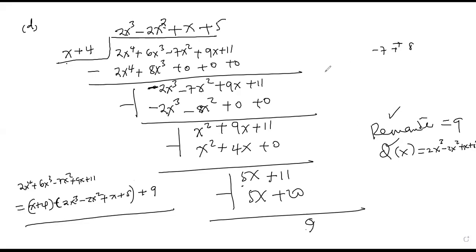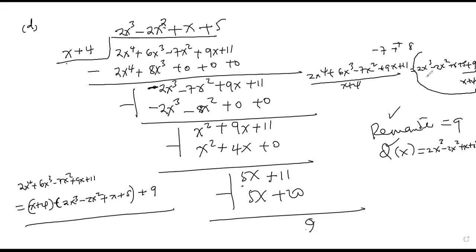Or a student can deduce by saying that 2x power 4 plus 6x cubed minus 7x squared plus 9x plus 11, the moment you divide it by x plus 4, you get 2x cubed minus 2x squared plus x plus 5, then plus the remainder, which is 9 out of x plus 4. When you are to conclude like this, it means you have to write the quotient. When you divide it, you get the quotient plus the remainder, which would have been divided by this, but it is impossible. So even this kind of conclusion is accepted.